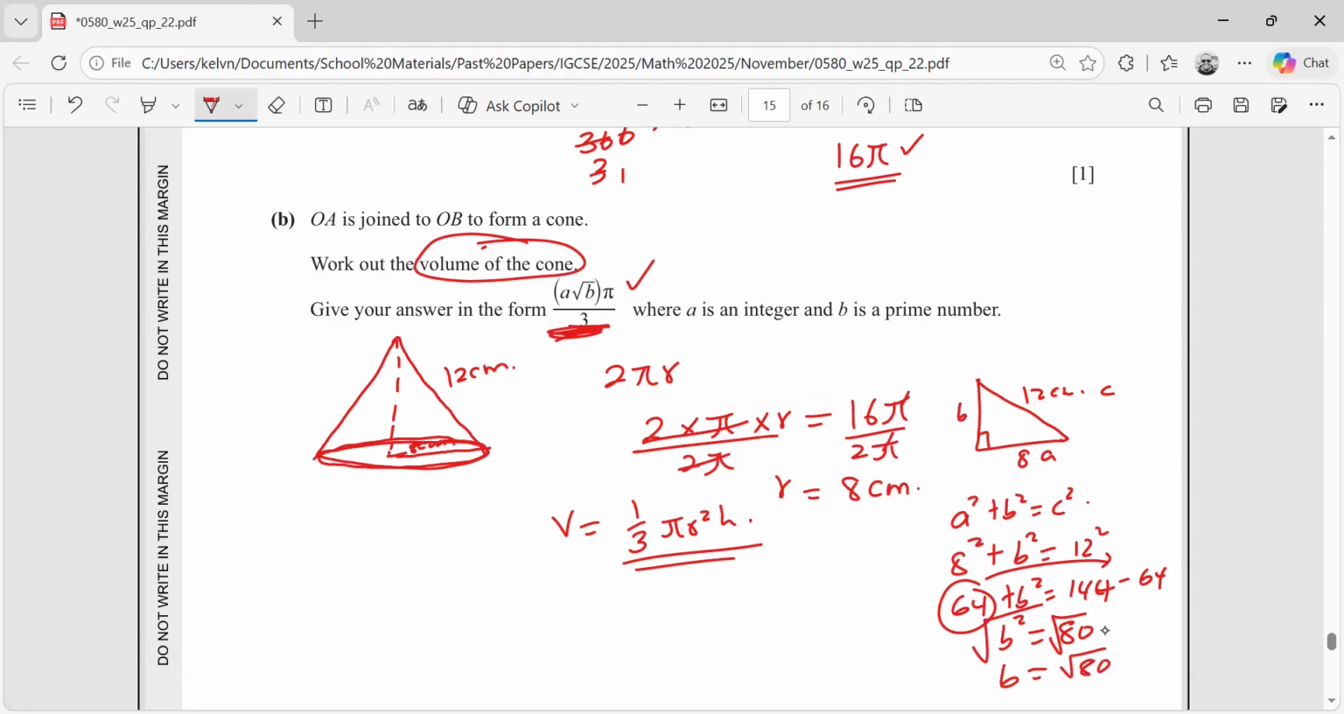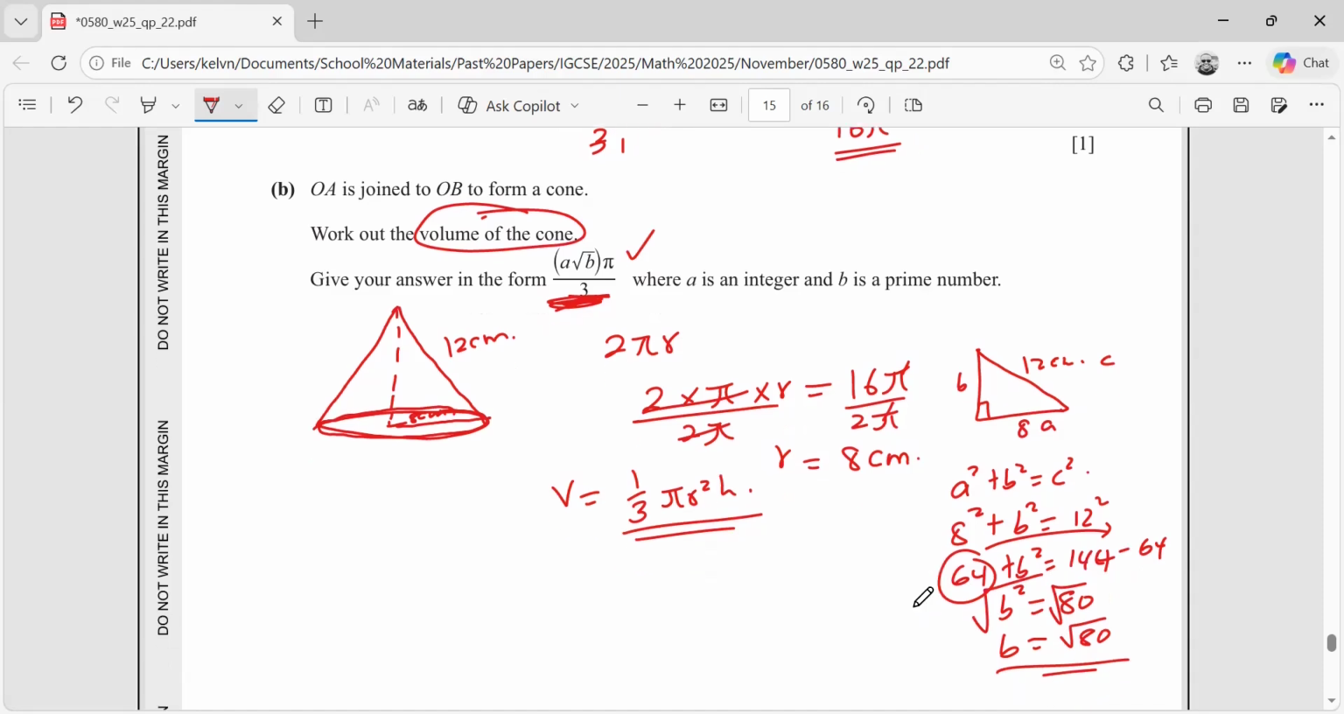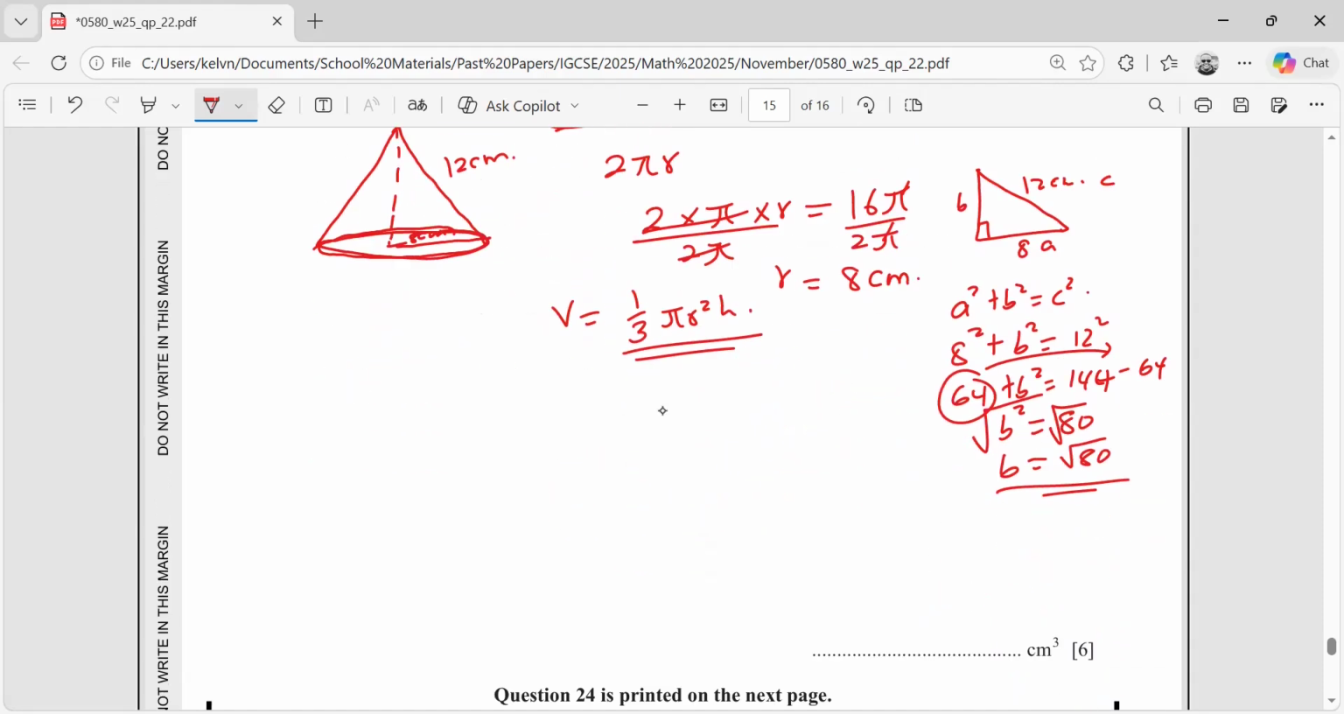Generally, we would put plus and minus, but because we're dealing with a real world shape, it's always going to be positive. This shape cannot be negative. So b is just square root 80. And actually, you can simplify. This is a surd, so let me simplify it. I know this can be written as 16 times 5, since 16 times 5 is 80. And 16 is square rootable, so that will be 4 square root 5.